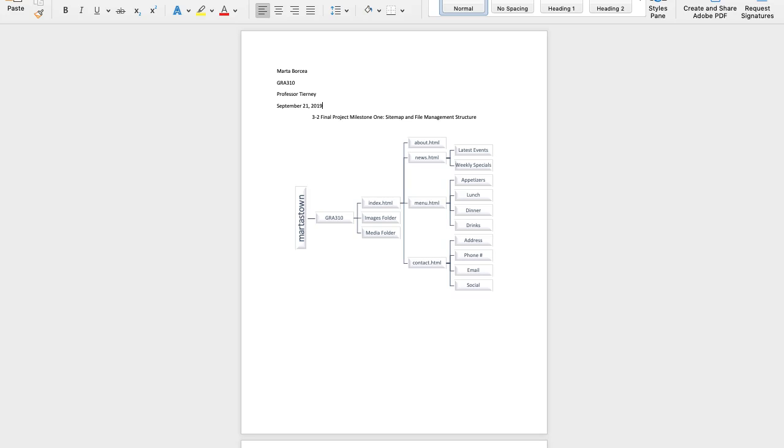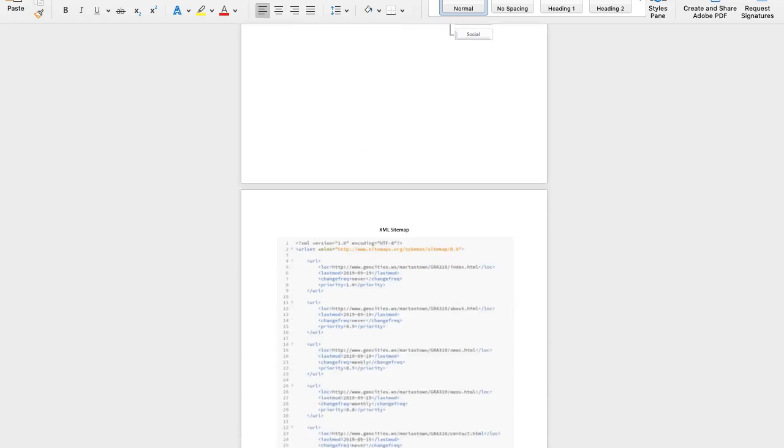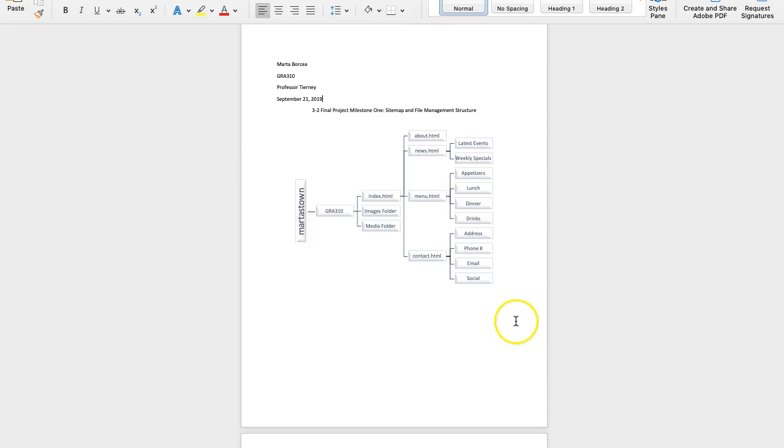Marta, you provided 2 excellent sitemaps, one of them coded, one of them illustrated. And I see that you scaled down your expectations, and I think that was wise. Both of the sitemaps illustrate the overall complexity and depth of your website.